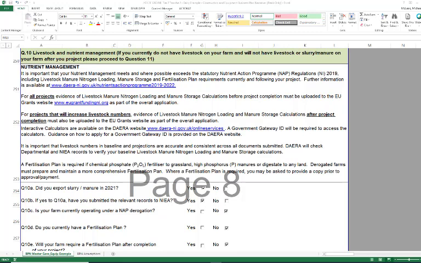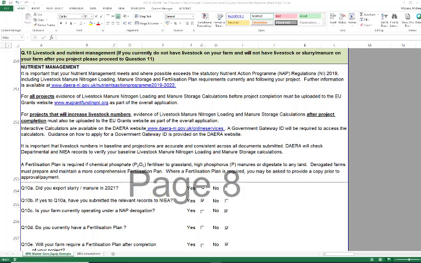Section 10, Livestock and Nutrient Management. This section would apply to anyone with livestock within their farm business. In this example, if you're applying for only the milking part, this section would need to be completed. It's important that your nutrient management plan meets and where possible goes further than the statutory Nutrient Action Management Plan regulations of 2019, which includes livestock manure nitrogen loading, manure storage and fertilisation plan requirements currently and following your project. Further information is available on the website.